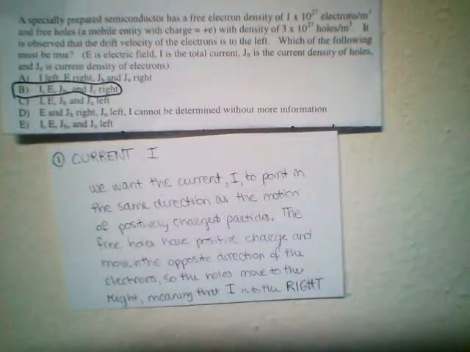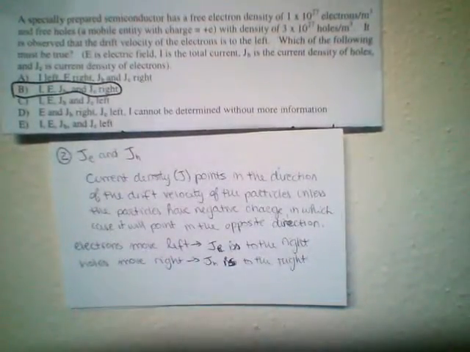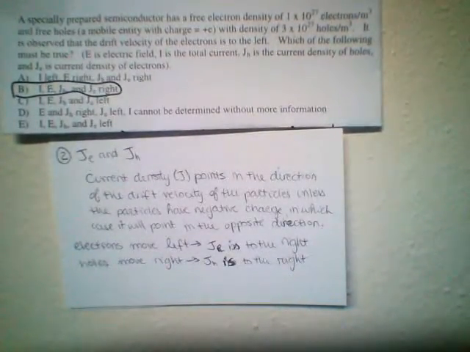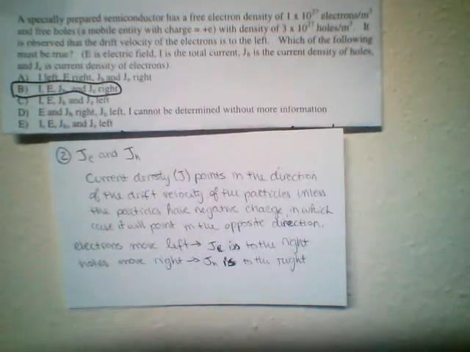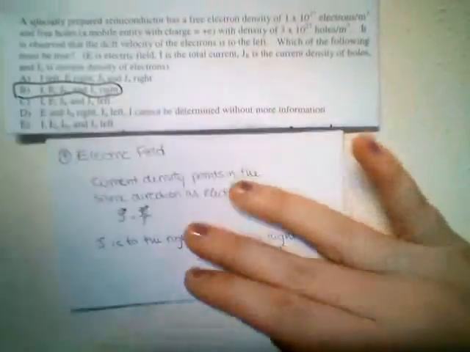The next thing we can figure out is current density, or J. Current density points in the direction of the drift velocity of the particles, unless the particles have negative charge, in which case it will point in the opposite direction. The electrons move to the left, which is given in the problem, so JE is to the right, and the holes move to the right because they move in the opposite direction of the electrons, so JH is to the right.